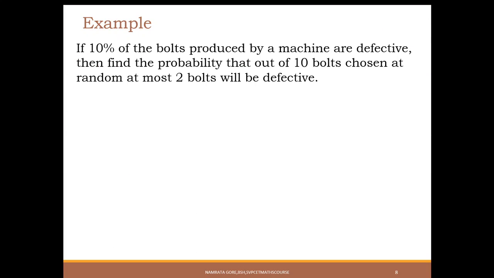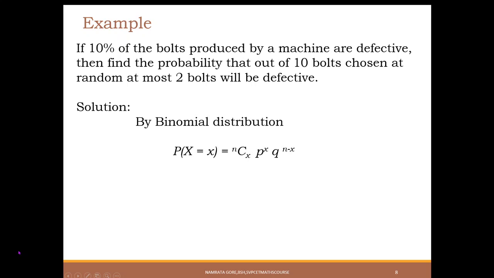Another example: if 10% of the bolts produced by a machine are defective, then find the probability that out of 10 bolts chosen at random, at most 2 bolts will be defective. Again, we go for binomial distribution with the formula nCx p to the power x q to the power n minus x. And now here n is the number of trials. So we are finding out of 10 bolts. So our trials is 10.